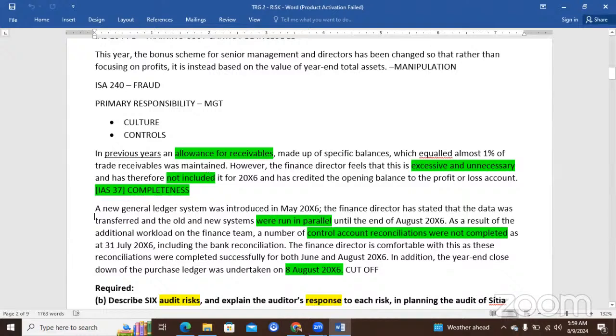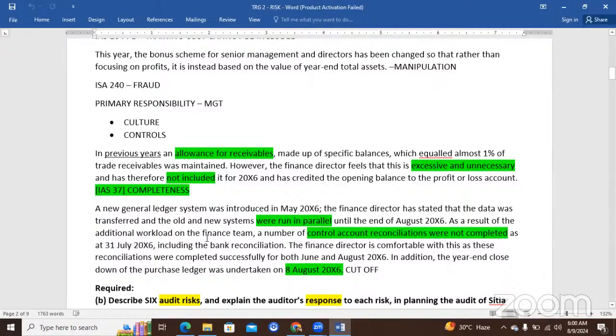The next paragraph: a new general ledger system was introduced in 2016. The finance director has stated that the data was transferred and the old and new systems were run in parallel. So when you are running the new system and old system in parallel, there is a possibility of what? The controls need to be effective, right? If the controls are not effective at that stage, that will result in duplication and more errors in the financial statements. By that, your financial statements may be materially misstated. It's a control risk.